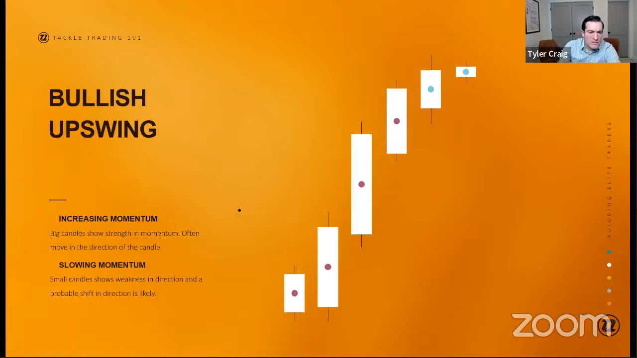Now, does this mean the stock has to go down? Higher low, higher low, higher low, higher low, but slowing down. Do we have to go down? No, we don't have to go down. Maybe it pauses for a few days and goes higher.